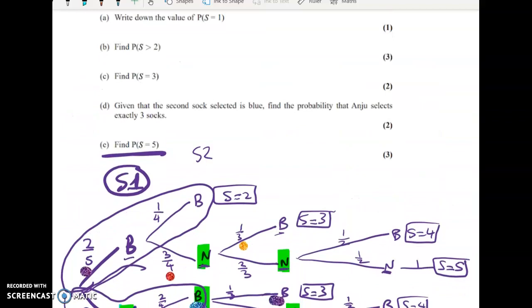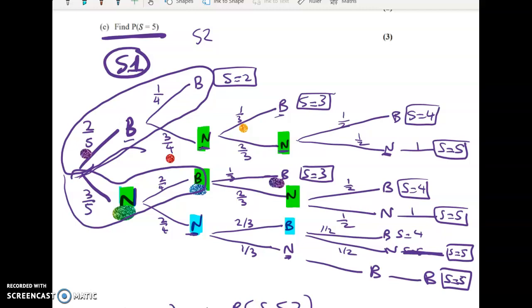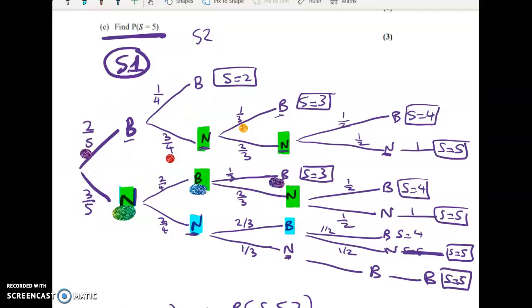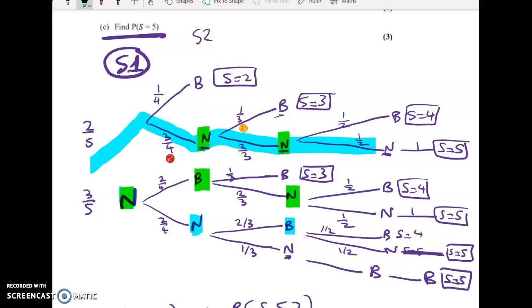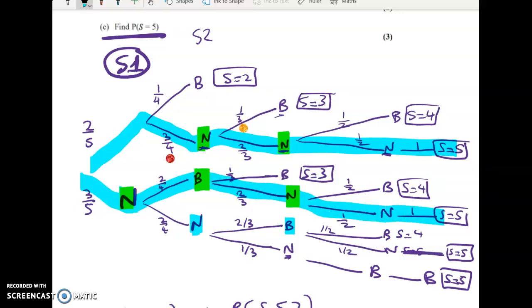Right, the last question is asking the probability that it's going to take 5 goes to get the socks. Now you can see off the tree diagram, I'm just going to get rid of some of the bits on here so that we can more easily see where we're looking. What we need to do is just add up those scenarios where we've got S equals 5. Let's try that again. So it's this one here where we're taking 5 goes. That one's taking 5 goes. This one here is going to take 5 goes.